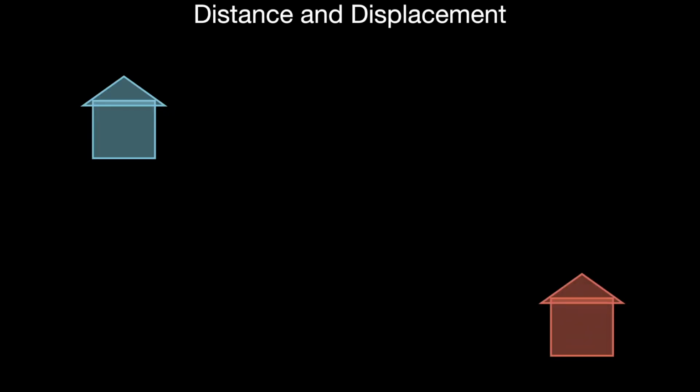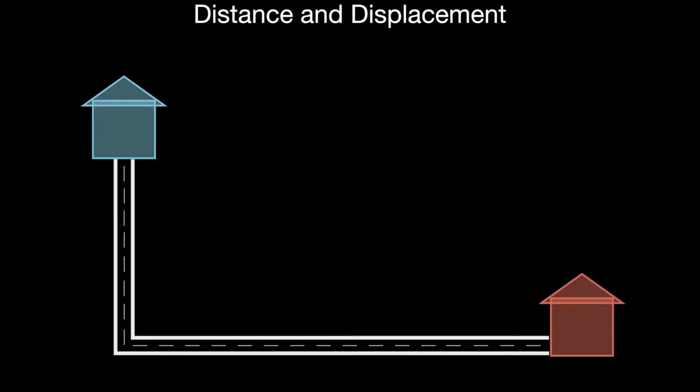So let's suppose that you're going to drive to a friend's house, and you live here, and your friend lives here. And let's say that there's one road that connects your house to your friend's house. And let's say that this part of the road measures 3 kilometers, and this part will measure 4 kilometers. The question is, how far is your friend's house from your house?